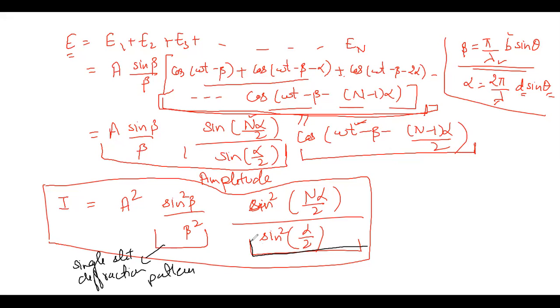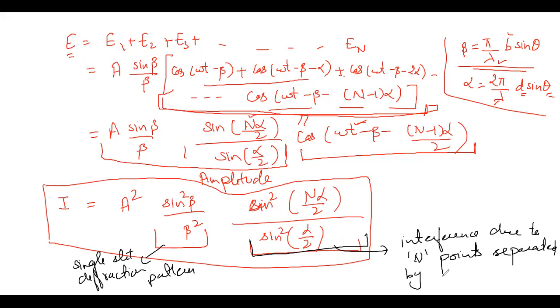The second expression here corresponds to interference due to n points which are separated by distance d. So your resultant intensity, as was in the case of double slit diffraction pattern, is going to be superposition of interference as well as diffraction. Your resultant intensity will be decided by both of them.